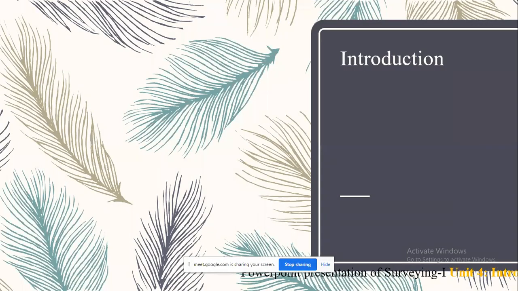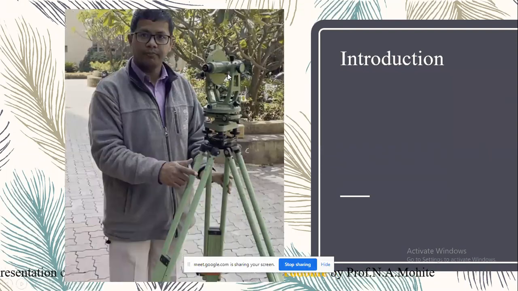starting with the introduction. Basically, you can see here, this is nothing but a theodolite. The theodolite is such an instrument which is mainly used for accurate measurement of horizontal and vertical angles up to 10 seconds or 20 seconds, depending upon the least count of the instrument. So, having its various uses, this theodolite is sometimes also known as a universal instrument. So that is nothing but the background of this theodolite.